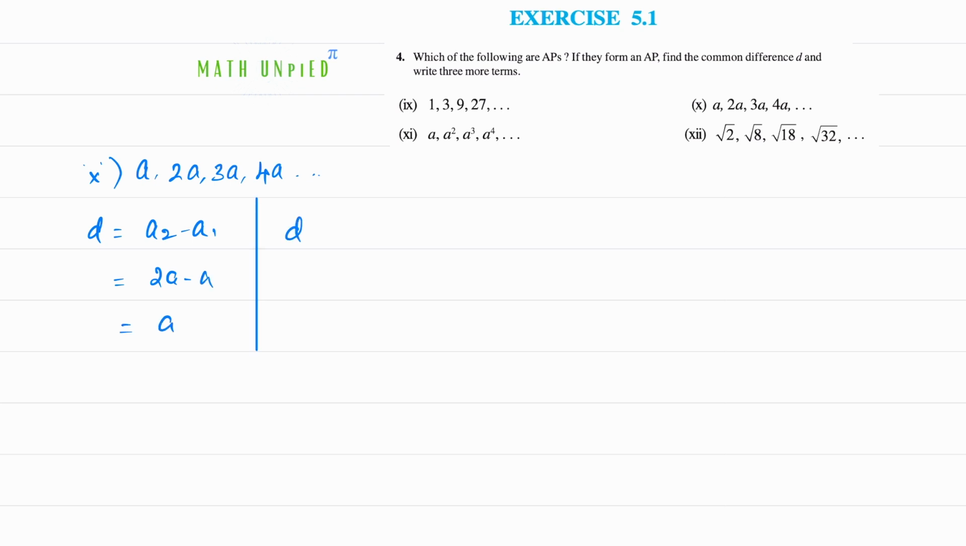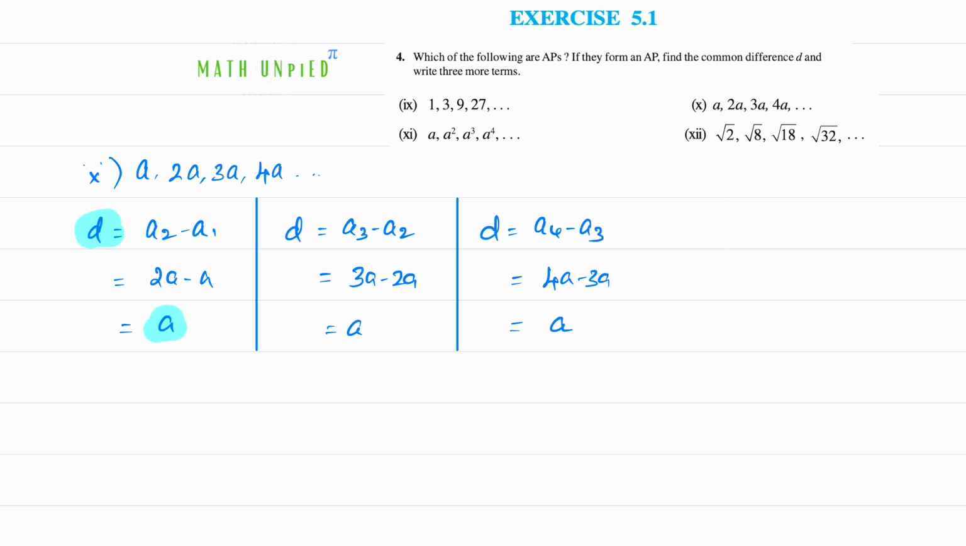Similarly, D equals A3 minus A2 for the next two terms. This is 3A minus 2A, which is equal to A. And similarly, D equals A4 minus A3 for the next two terms. So this is 4A minus 3A. Again, this is A. So clearly the difference is the same for the successive terms, or common difference equals A.